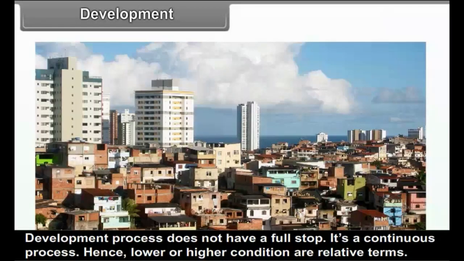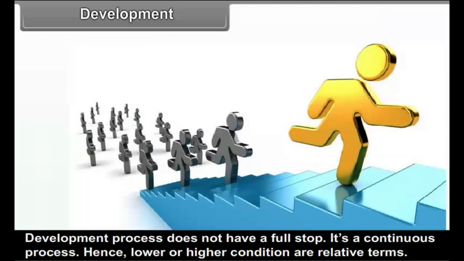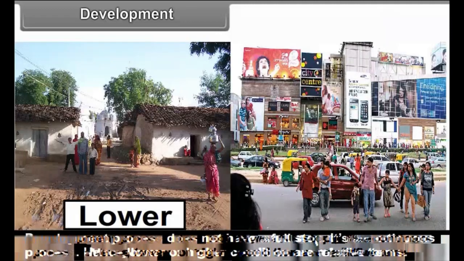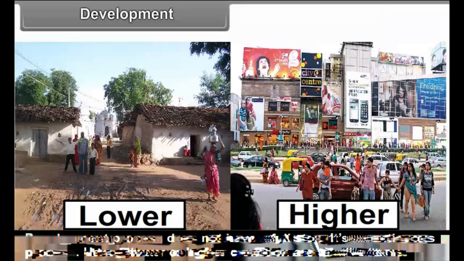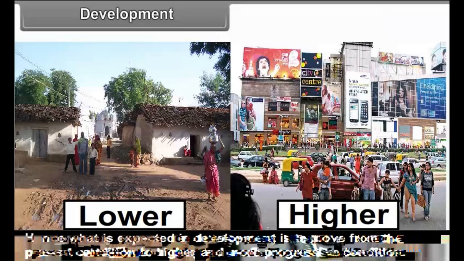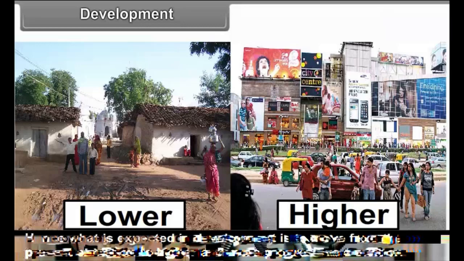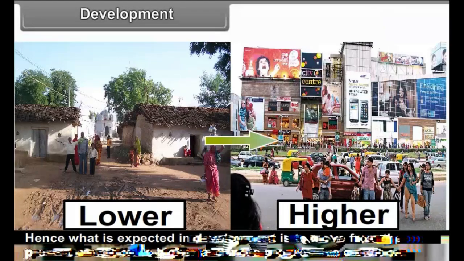The development process does not have a full stop. It is a continuous process. Hence, lower or higher conditions are relative terms. Hence, what is expected in development is to move from the present condition to a higher and more progressive condition.